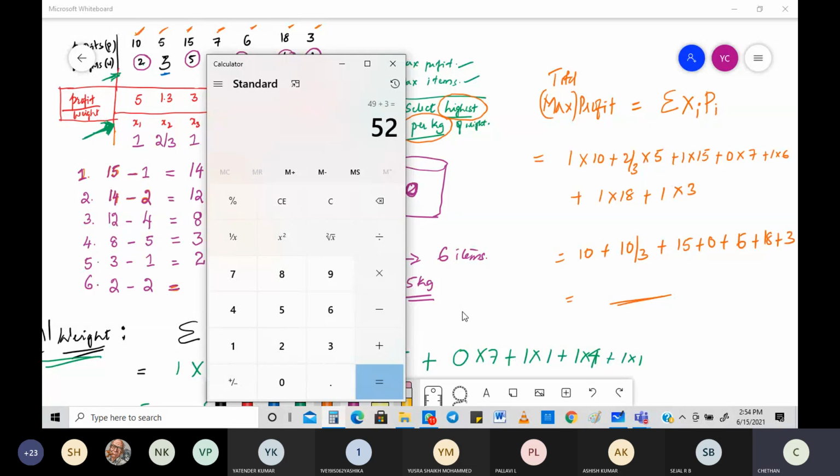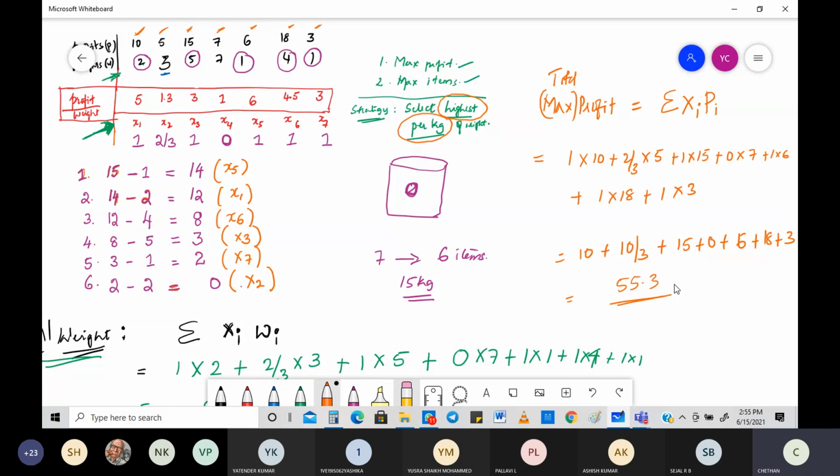What is 10 by 3? 10 divided by 3 is 3.33, plus 52 equals 55.33. That is the total profit. You selected maximum items, 6 items among 7, and also you took the constraint of 15 kgs and figured out the total profit. This is the knapsack problem, and this is how you basically do it.